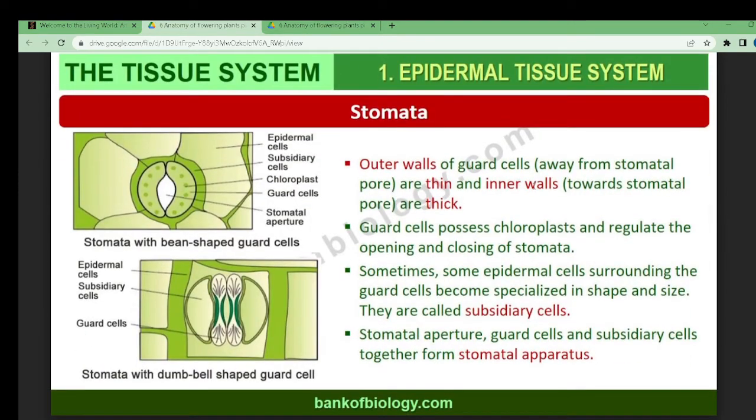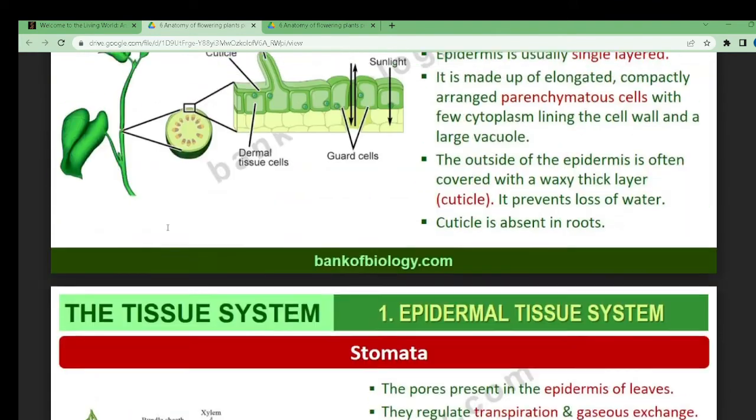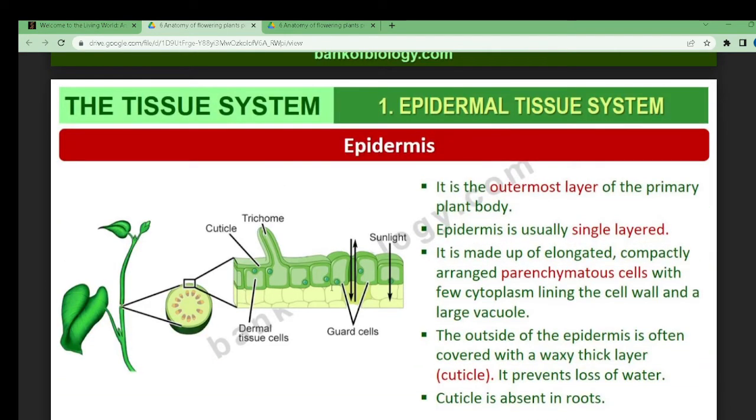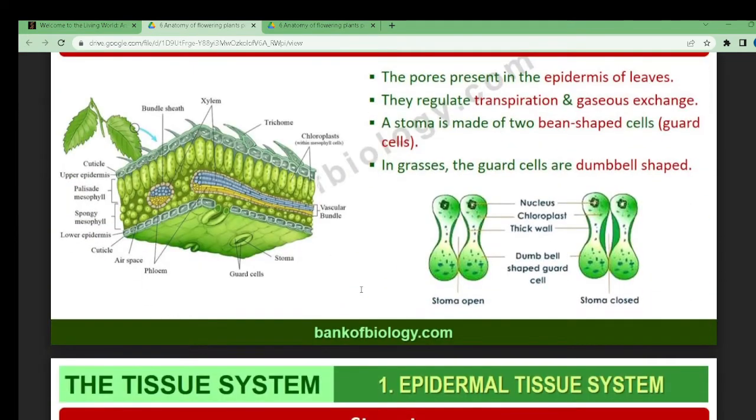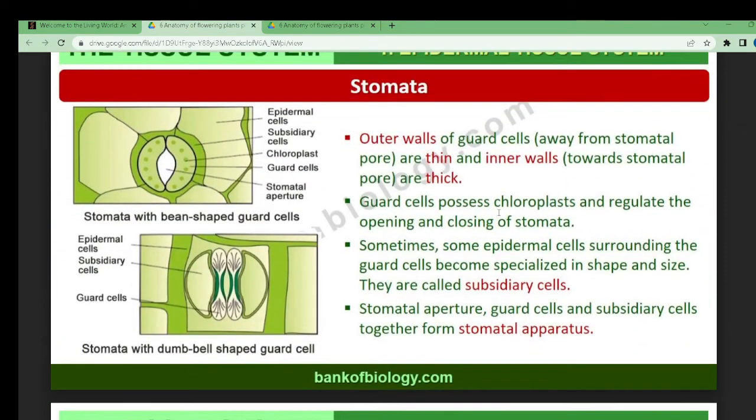Now, the outer walls of a guard cell, away from the stomatal pore, are thin and the inner walls are thick. When you look at the guard cell structure, these are some guard cells. The outer wall, where the stomata is not present, is thin and is also covered with cuticle. But the inner wall is thick, and the stomatal pores are present there.